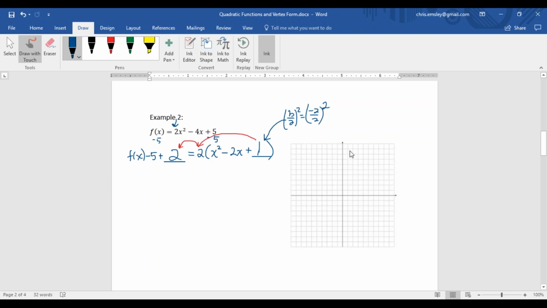Once that step is done, that was the tricky part, then we do the same as the last example. We will combine our constants on the left, and we will factor on the right. Again, this by design is a perfect square trinomial. And then last step would be to move that 3 back over to the other side. So here is our quadratic function in vertex form.